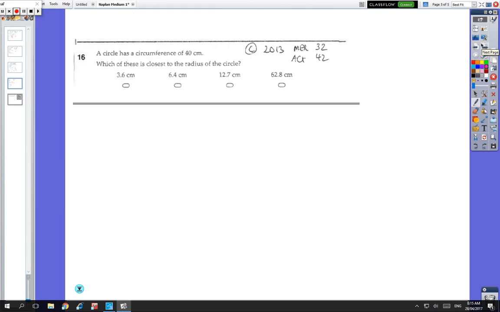Okay, so again in the measurement, so we've got circumference of a circle, and it's a calculator question. And you've got to remember that the circumference of a circle is 2 pi radius, or pi d. Okay, so have a go, and when you come back, we'll have a look at the answer.